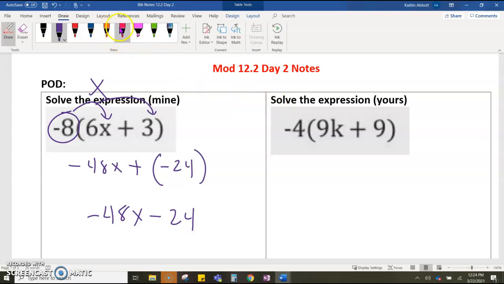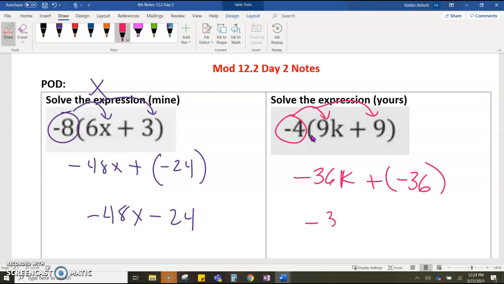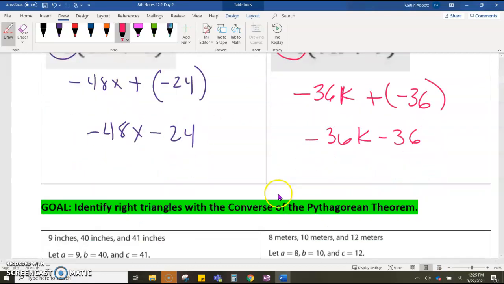All right, welcome back. So you had to distribute that -4 to both 9k and 9. So -4 times 9 would have got you -36k. And plus -4 times 9 again is going to be -36. Again, you could also write this as -36k minus 36. Both ways are equal. They're the same. All right, hopefully distributing is getting a little easier for you.